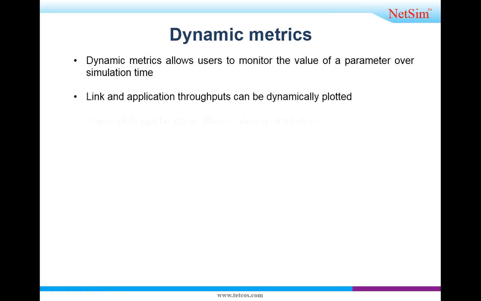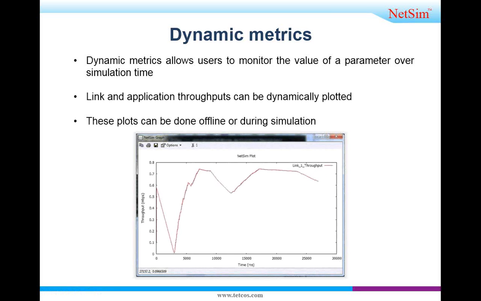Now dynamic metrics. Dynamic metrics allow the user to monitor the value of a parameter over simulation time. This is very essential for researchers to understand the behavior of a network at any instant of simulation time. Link throughput, application throughput, and TCP congestion graph can be dynamically plotted, and these plots can be done offline or during the simulation. Doing it during the simulation will slow down the simulation, so we'll choose to perform it after the simulation only, in offline mode.